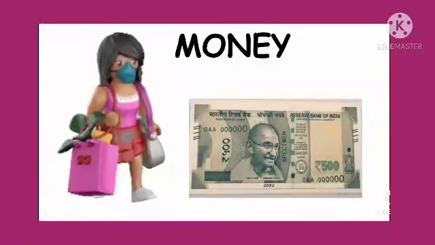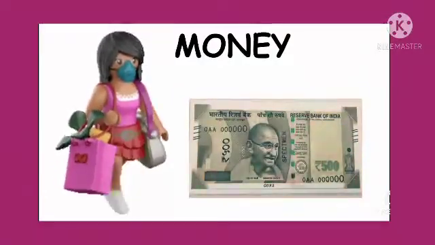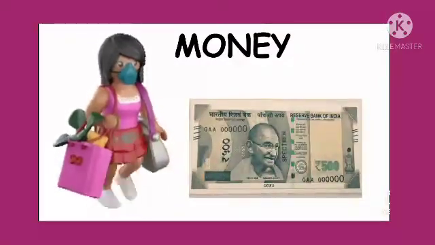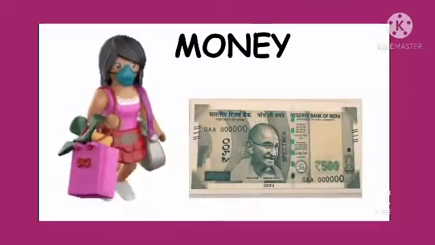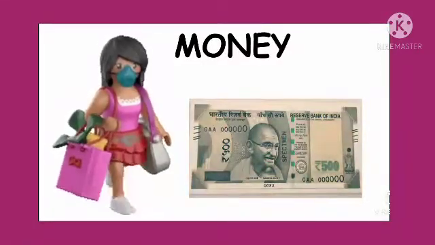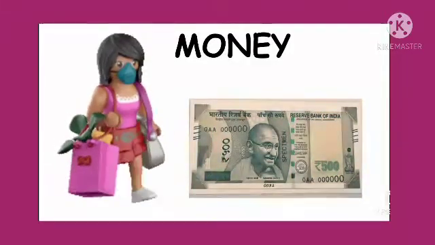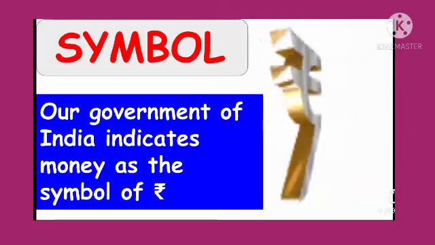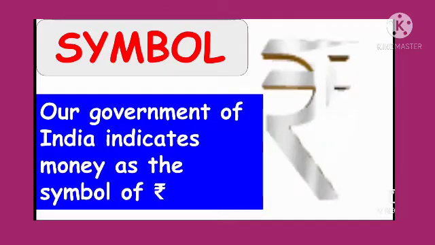This is a 50 paise coin. This is a 1 rupee coin. This is a 2 rupee coin. This is a 5 rupee and this is a 10 rupee coin. She also has currency notes of rupees 1, 2, 5, 10, 20, 50, 100, 200, 500, 1000 and 2000. Then, do you know? Our government of India indicates money with a symbol for rupees.